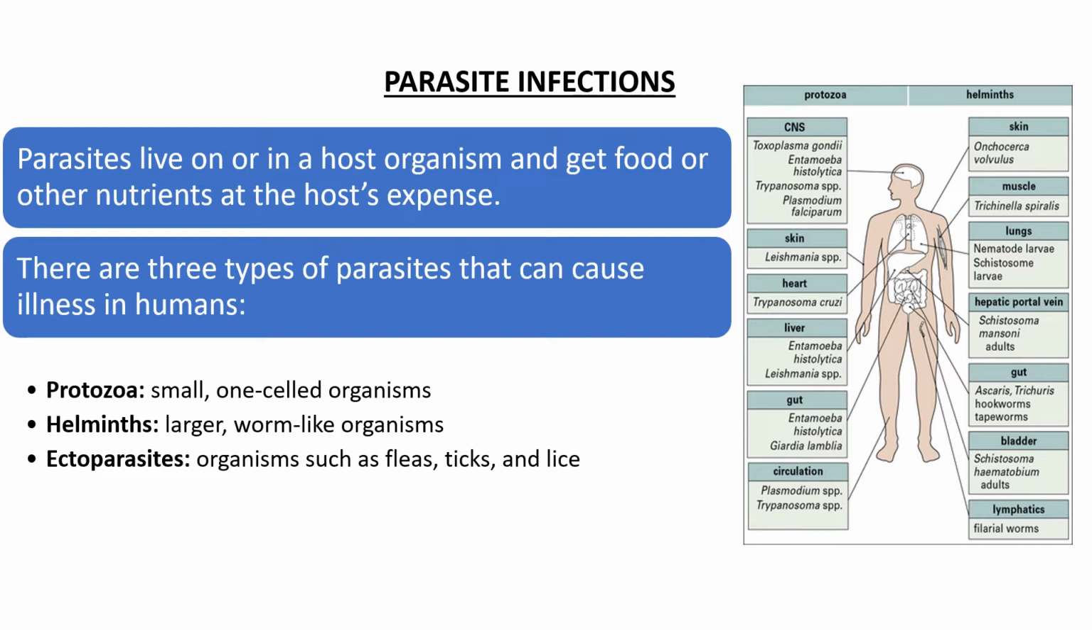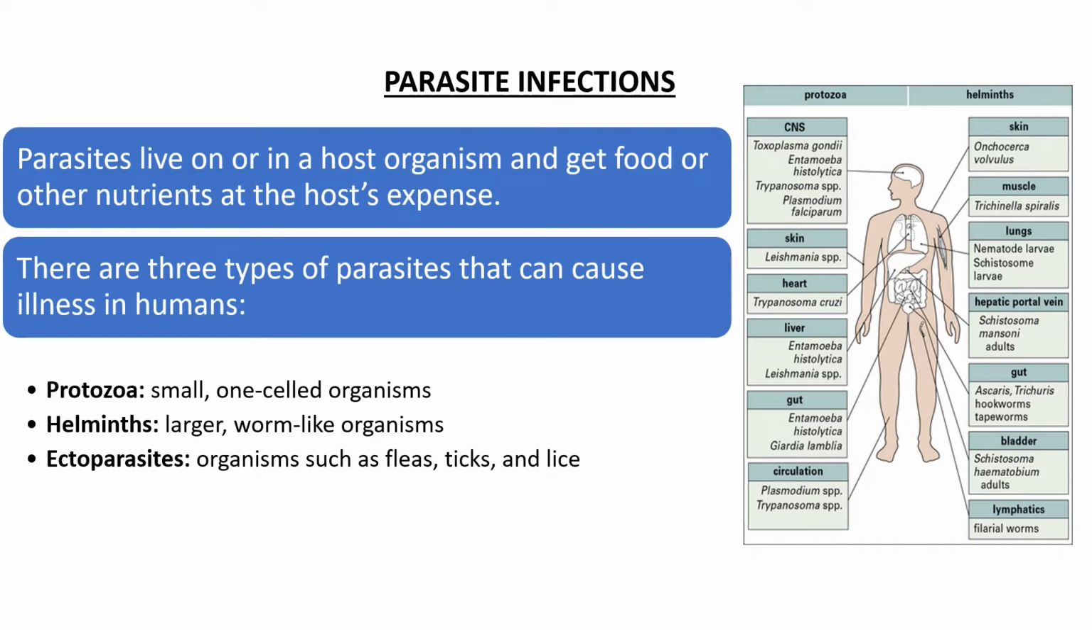Now, moving on to the different parasite infections that are found. Parasites are primarily those organisms that completely live on a host organism to get food and nutrients from the host. They contribute in no way to the survival or development of the host. That is the first thing. And there are three different types of parasites that can cause illness in humans. The first kind of parasite is a protozoa, which is a small single celled organism. And then we have helminths, which are larger and worm like organisms.